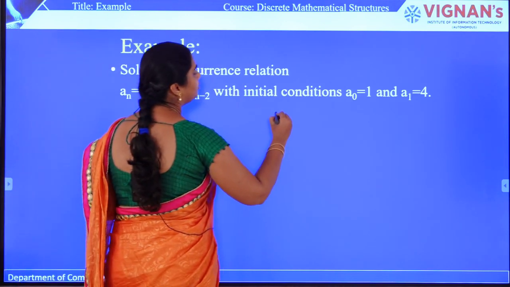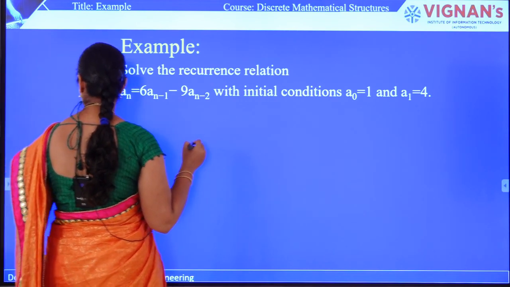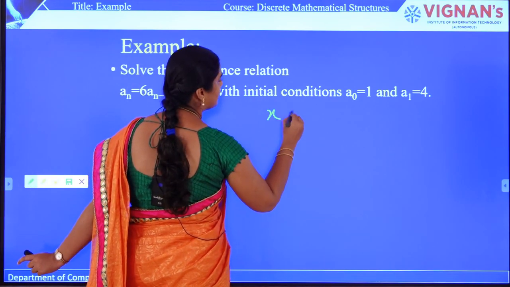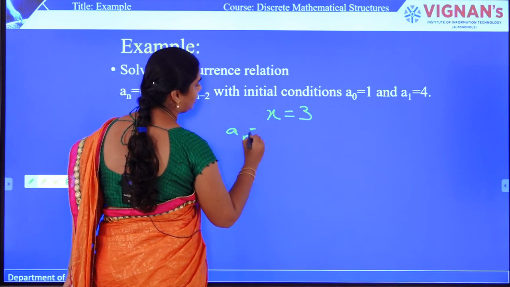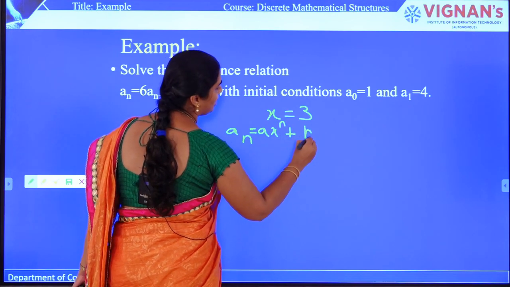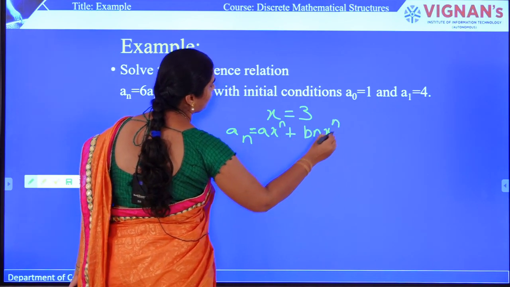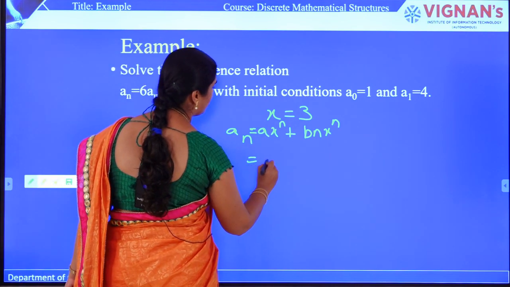So we have got x is equal to 3. So the solution of the recurrence relation will be equal to a x to the power of n plus b n into x to the power of n. So what is the value of x? 3. That we will be writing over here.